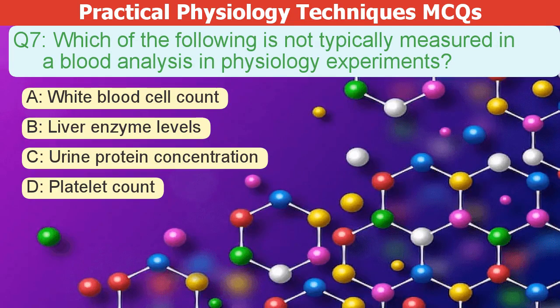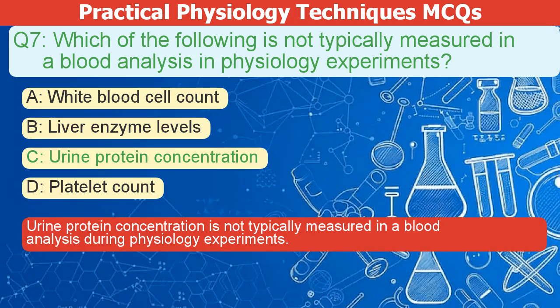Which of the following is not typically measured in a blood analysis in physiology experiments? A. White blood cell count. B. Liver enzyme levels. C. Urine protein concentration. D. Platelet count. The correct answer is C. Urine protein concentration is not typically measured in a blood analysis during physiology experiments.